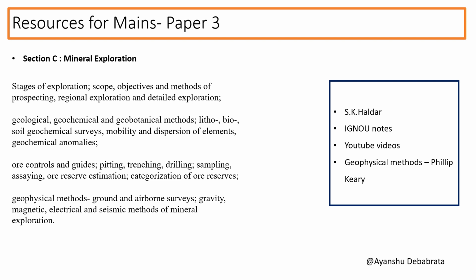And just keep in mind that you should not prepare only the headings provided here, because if you read the textbook, for a certain heading you will find some subheadings. Suppose mobility and dispersion of elements, under that heading you will find a subheading called indicator minerals or indicator elements. So in GSI the question may come, describe the indicator elements, which is not mentioned in the syllabus directly. So you have to study a bit extensively for this part.